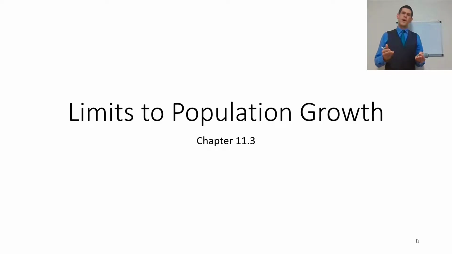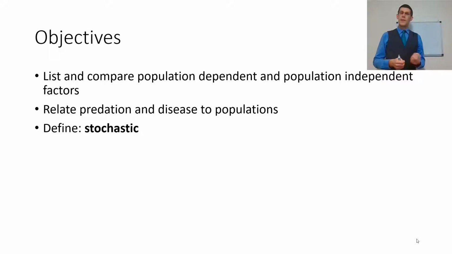What limits a population's growth? What are the things that cause that curve to flatten out in a logistic curve? That is what we're going to discuss in this lecture. So I want you to be able to, at the end of this lecture, list and compare population-dependent and population-independent factors, be able to relate predation and disease to population size, and be able to define the term stochastic.